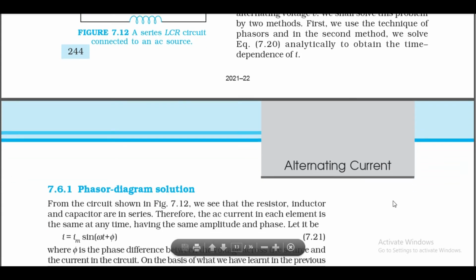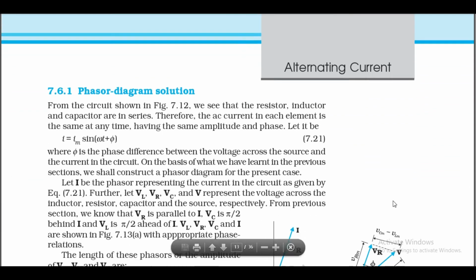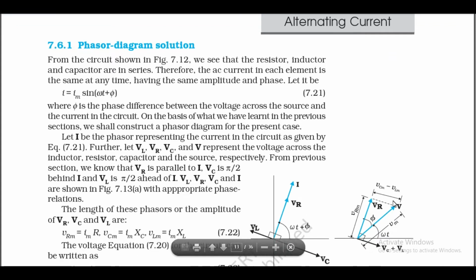7.6.1 Phasor diagram solution. From the circuit shown in figure 7.12, we see that the resistor, inductor and capacitor are in series. Therefore, the AC current in each element is the same at any time, having the same amplitude and phase. Let it be I = Im sin(omega t + phi), where phi is the phase difference between the voltage across the source and the current in the circuit.